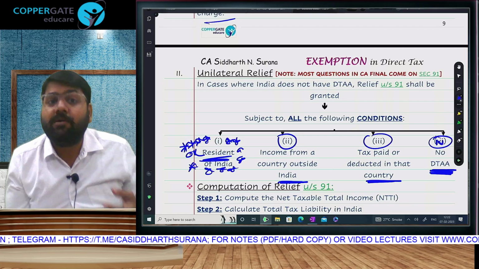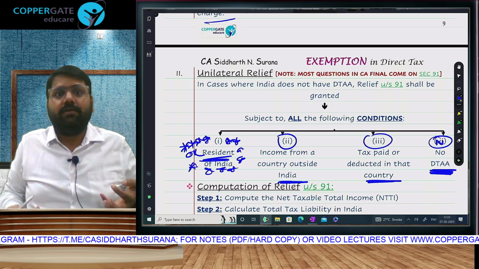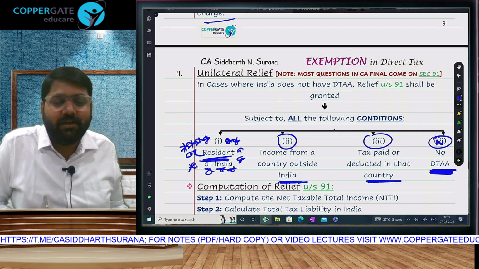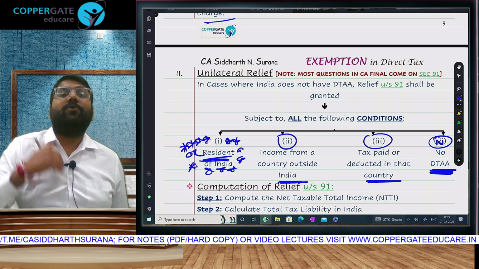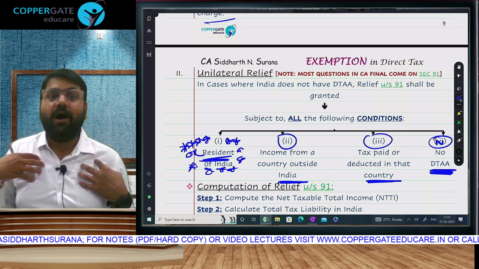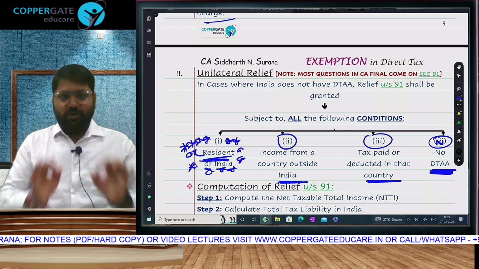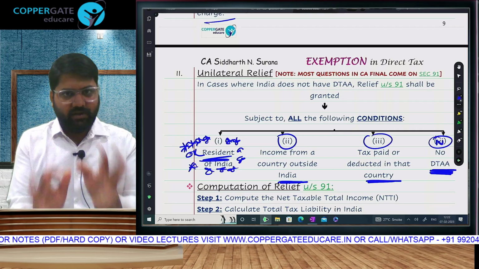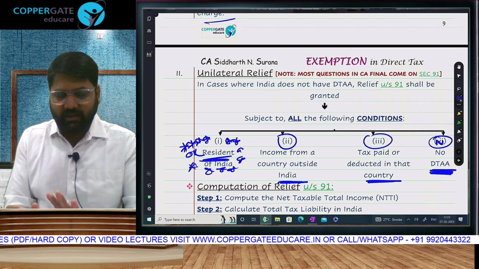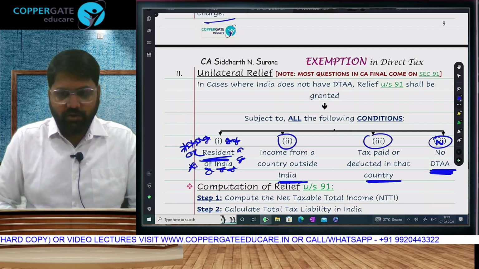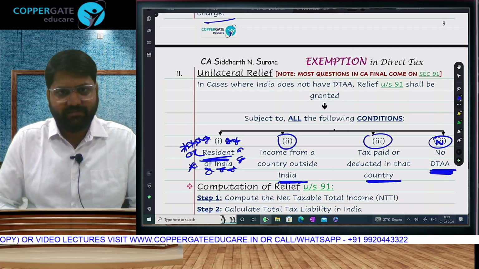That means you are earning income outside India. You are bringing foreign money here. That government is not doing a treaty. So we can't do anything about the tax that you pay over there. Our tax we can give you relief on. And thus unilateral relief will be given only to a resident. Where there is no treaty, but you are a resident, we will give you unilateral relief. The highest number of questions in exams come on this.